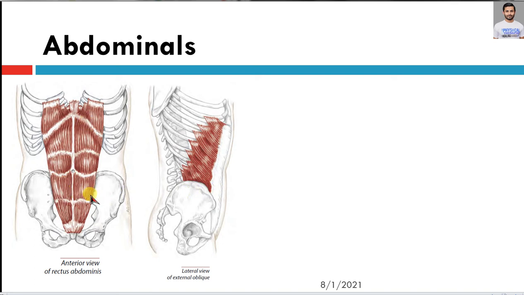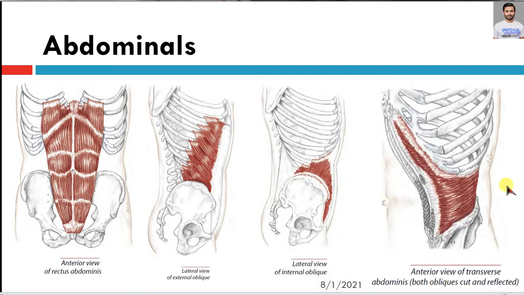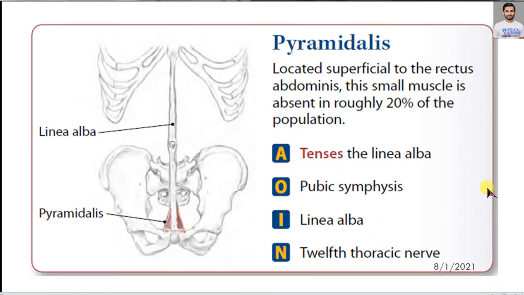So here you can see the rectus abdominis. These are the external oblique, the fibers of internal oblique, and the transverse abdominis can be seen. There is a small muscle called the pyramidalis. It can be absent in about 20% of the population. It tenses the linea alba. That is its only function, and it lies very deep to the umbilicus, below the umbilicus. You can say it is attached to the symphysis pubis.